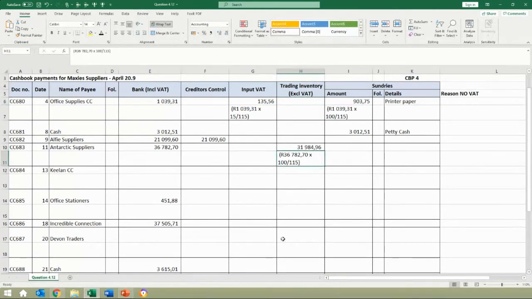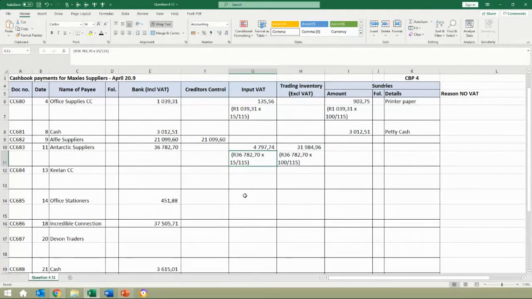So for that reason, I multiply it with 100 because I want to work out the cost amount exclusive of VAT, and then divide it by the 115, which is the amount inclusive of VAT, to get to the excluding VAT amount. And then the difference would go to input VAT because I'm claiming that input VAT back from SARS, and you work it out as 15 over 115.